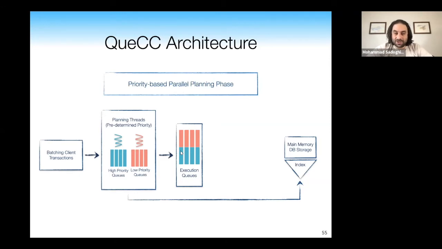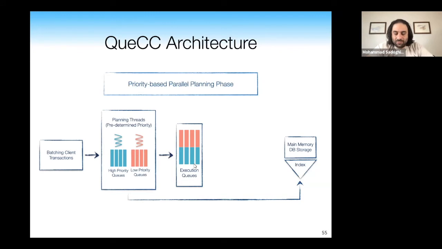Or once I finish these two, then I can start executing the next level. So I can execute that and maybe grab this one, or maybe execute this one or grab this one. This doesn't really matter. As long as I execute anything that is stacked in order, the execution thread can simply grab any queue and begin to execute it.